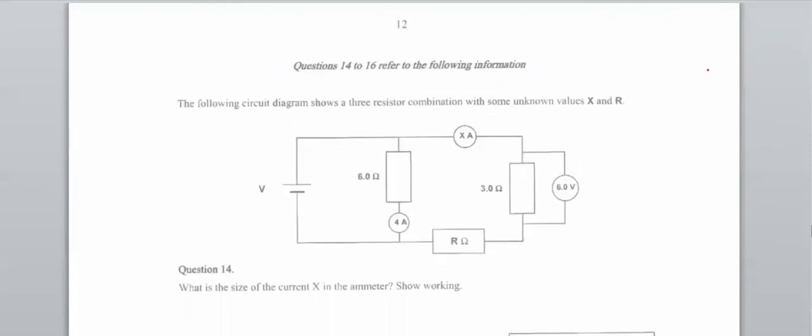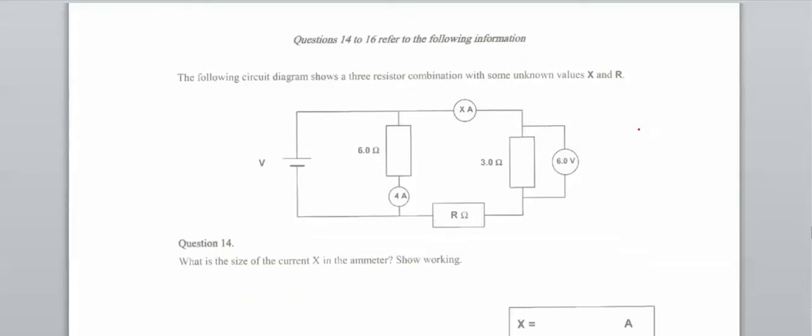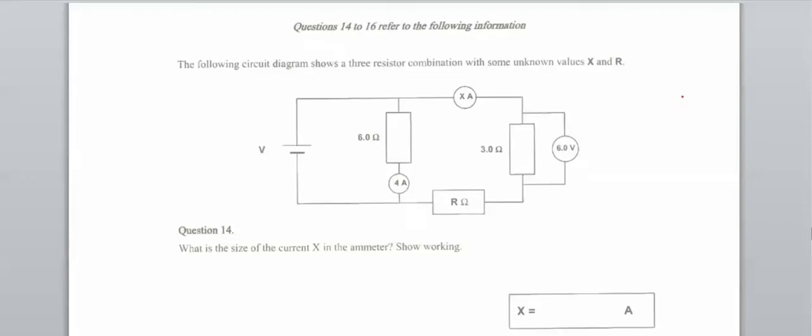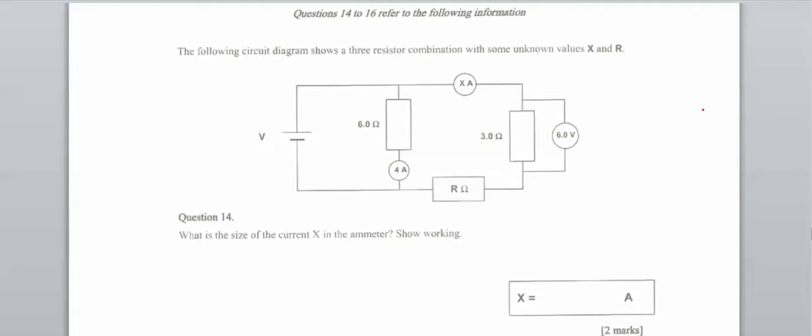Okay, so the last question: the following circuit diagram shows a 3 resistor combination with some unknown values. Now in your SAC, you'll have a lot of questions similar to this, and you need to know how the voltage and current change throughout a circuit. So in order to find the size of the current flowing through the ammeter, first of all, you really need to know the total voltage of the circuit.